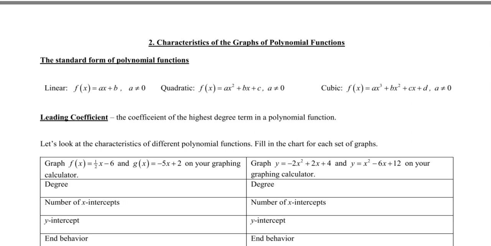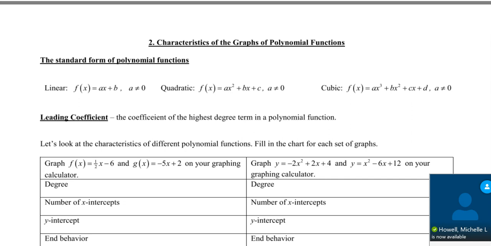So we've got our linear, f of x equals ax plus b, where a can't be 0. If a is 0, you're looking at f of x equals b, which is a constant, which is just that horizontal line, and that's really not part of the course. We've got the quadratics, ax squared plus bx plus c equals 0, and again, a can't be 0, because if a were 0, it wouldn't be a quadratic.